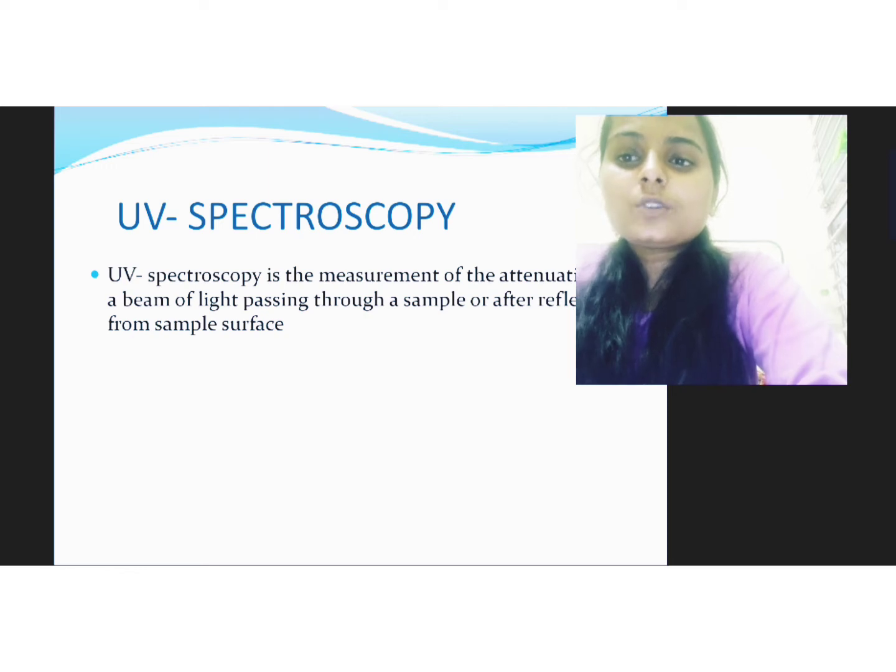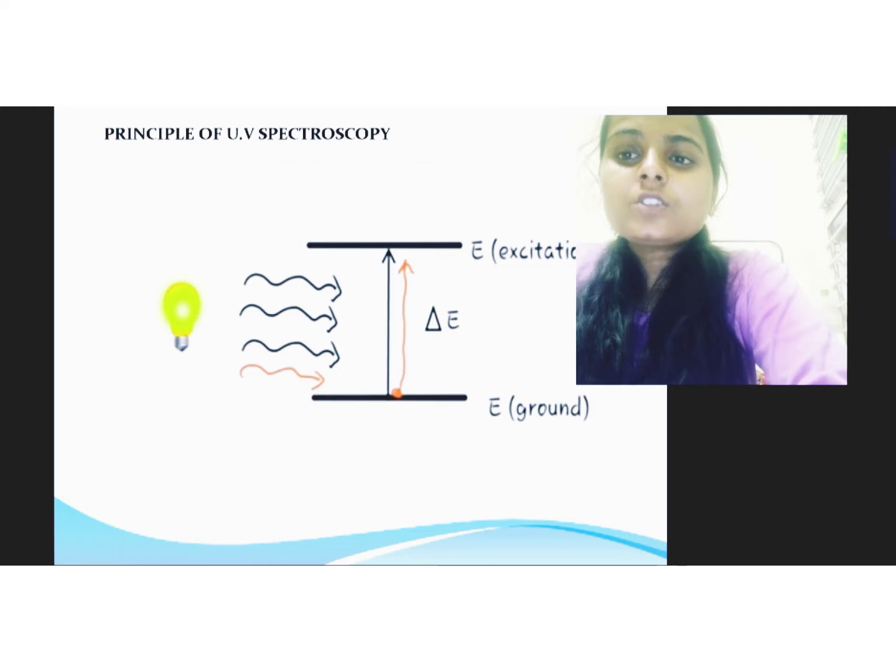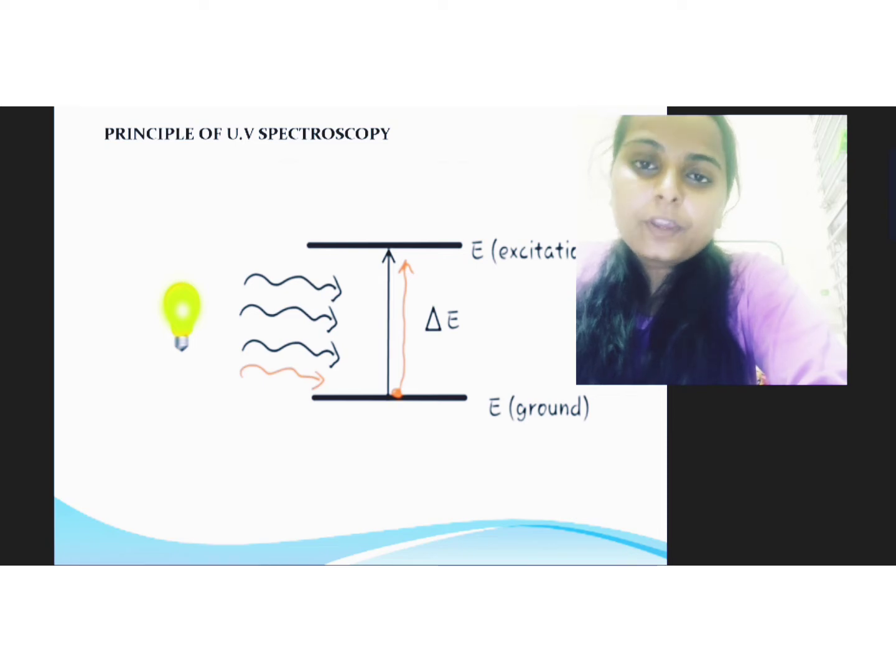So now what is UV spectroscopy? UV spectroscopy is a measurement of attenuation of a beam of light passing through a sample or after reflection from the sample surface. So first let us know the principle of UV spectroscopy. UV spectroscopy is an absorption spectroscopy and it is based on the phenomenon of electronic excitation.